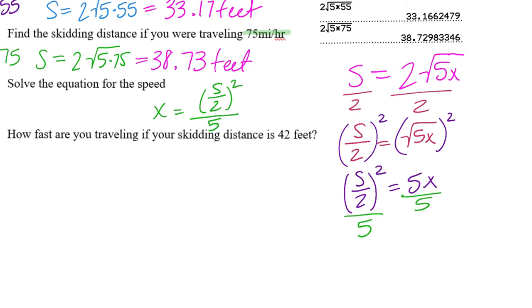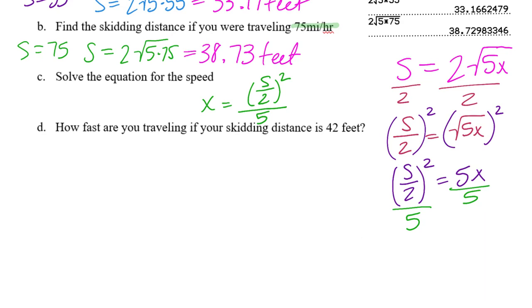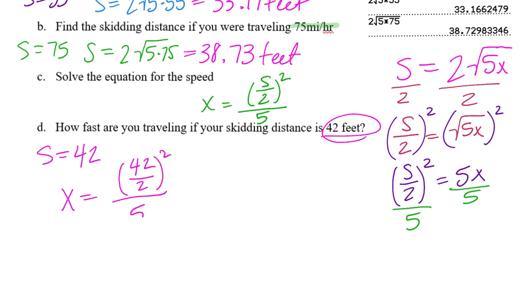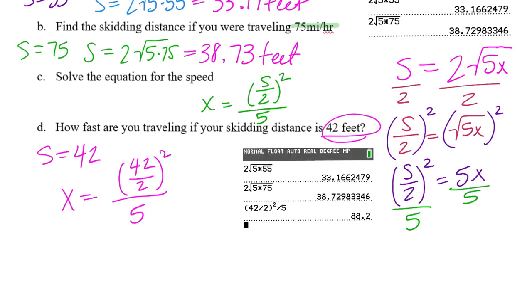So last question, part D, asks us how fast are you traveling if your skidding distance is 42 feet. So it gave us our S this time, 42 feet, and it wants us to solve for X. So we're going to plug that into the equation we just found. So X is going to equal 42 over 2 squared, all divided by 5. We're going to type that in the calculator. And when I type it in the calculator, I get that the answer is 88.2, and that'll be miles per hour because that's what speed is given in. So I'm going pretty quick if you got that long of a skidding distance.